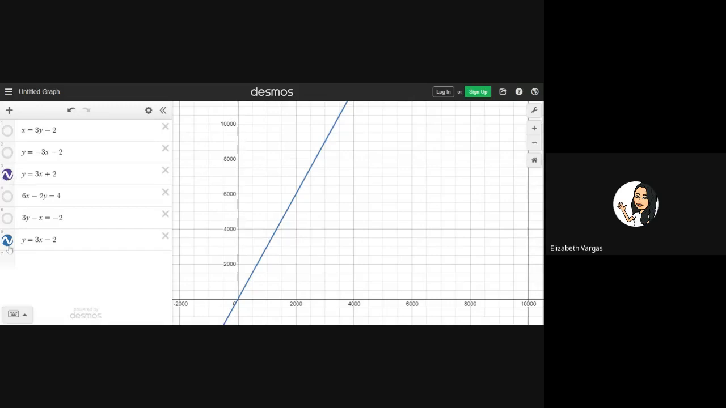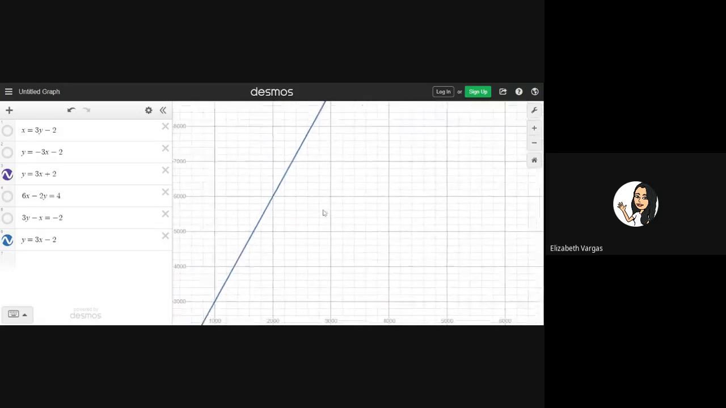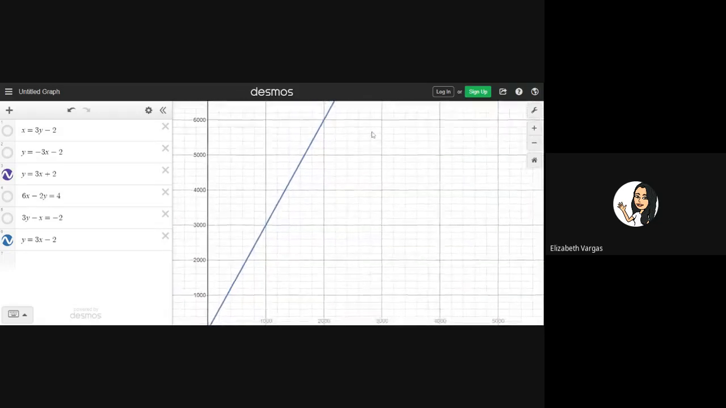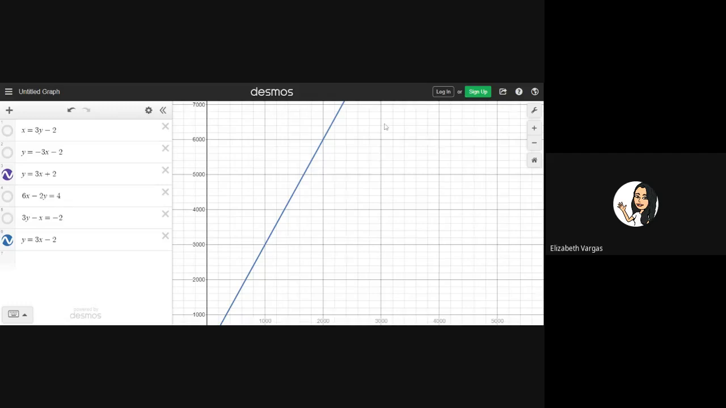This one, well, you can't even see it. Look at it. It's right on top of each other. That means there would be infinitely many solutions. We wouldn't select that one because we're looking for consistent and independent, not consistent and dependent. Next one.